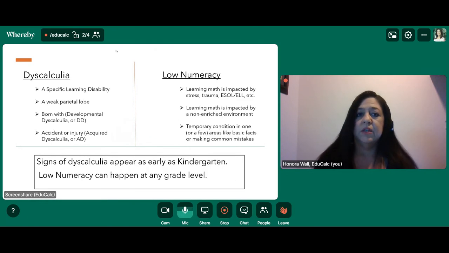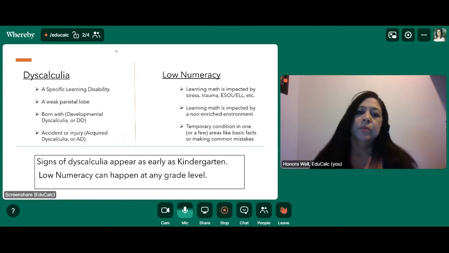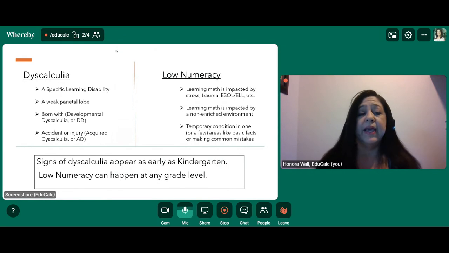Dyscalculia is a specific learning disability. It's in the same family as dyslexia or dysgraphia, and accommodations for dyscalculia are protected by federal law. Dyscalculia is basically a weakness in the wiring or gray matter in the parietal lobe, up here. When people are born with dyscalculia, it's called developmental or DD dyscalculia. If you acquire dyscalculia through an injury or an accident, this is referred to as AD, acquired dyscalculia.